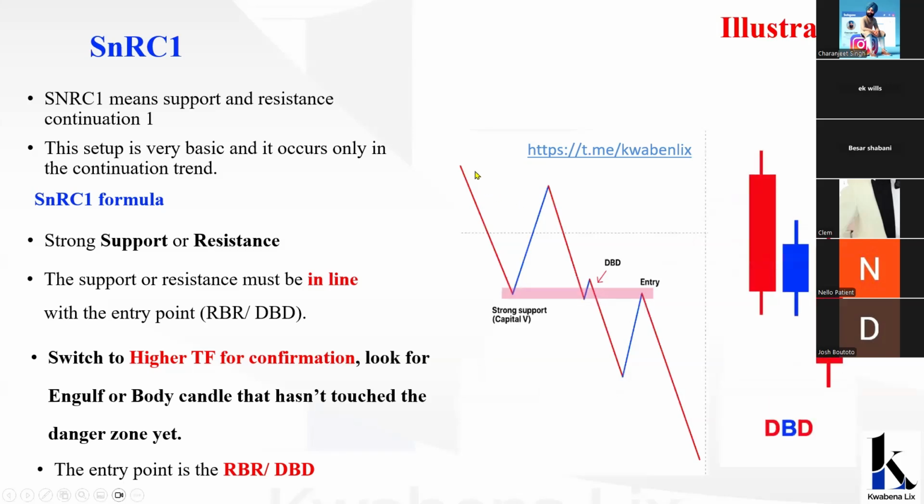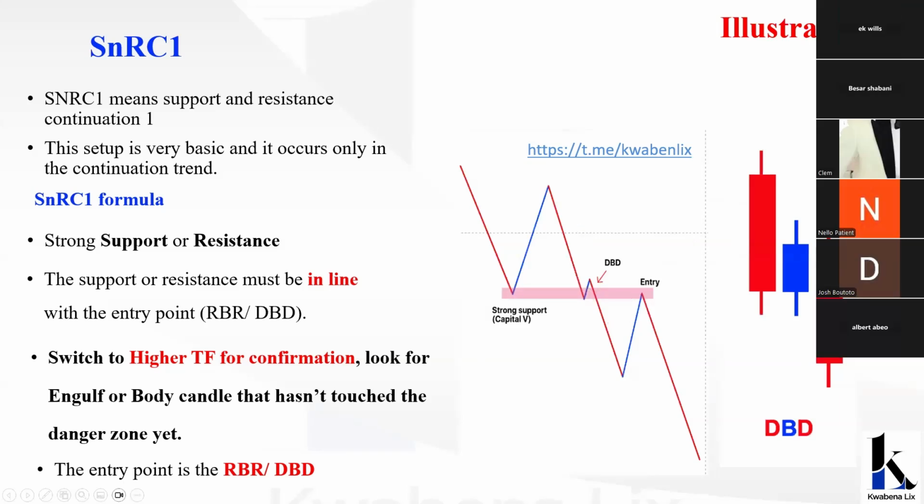Now here we have a strong support. Price breaks a strong support and leaves a drop base drop opposite it, and this is what a drop base drop looks like. We have a bearish candle. Price attempts to go up, fails the attempt, and then drops. So we have a drop, a pause, and a drop. It doesn't need to be this perfect. It could be like this.